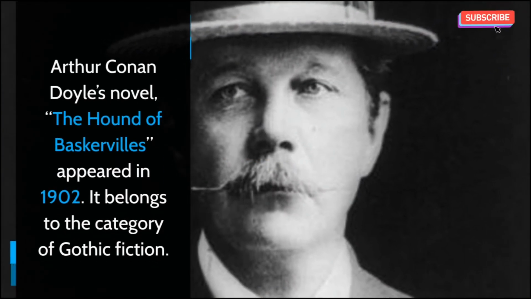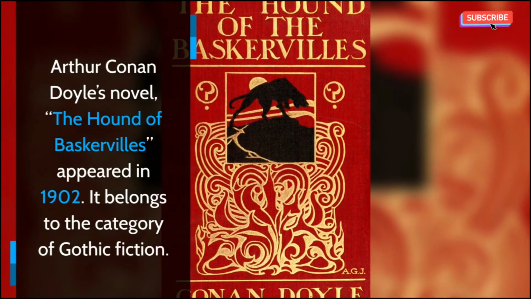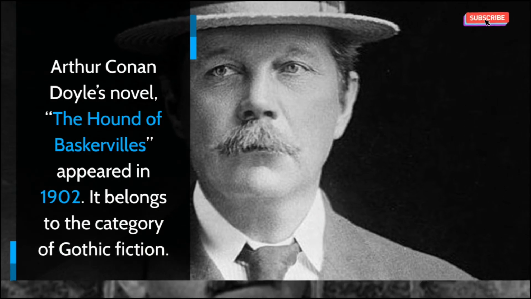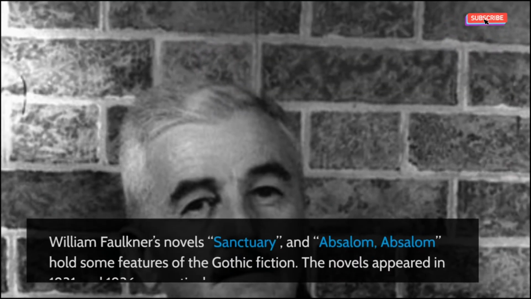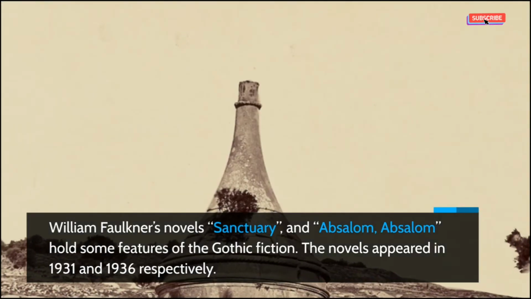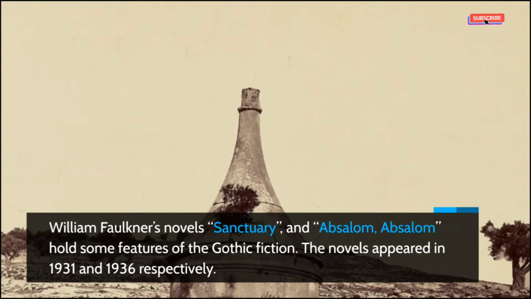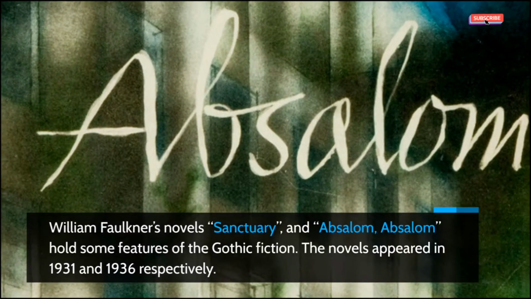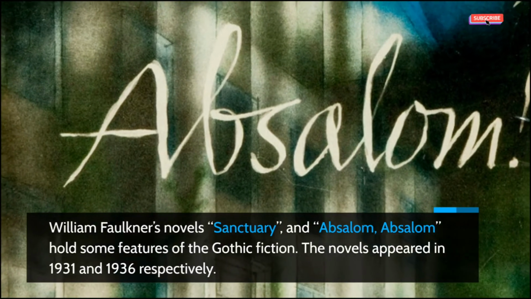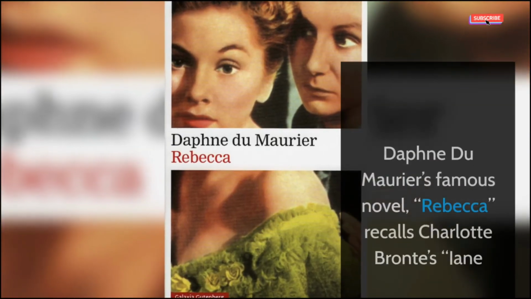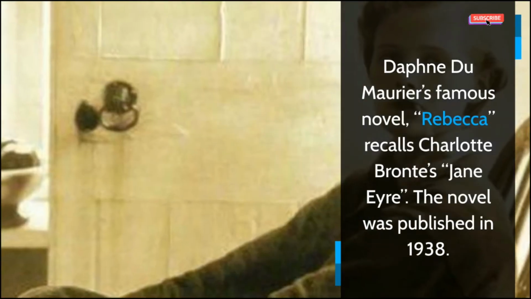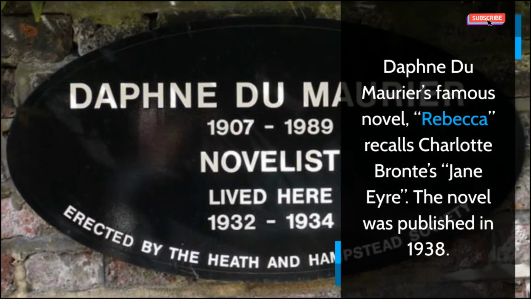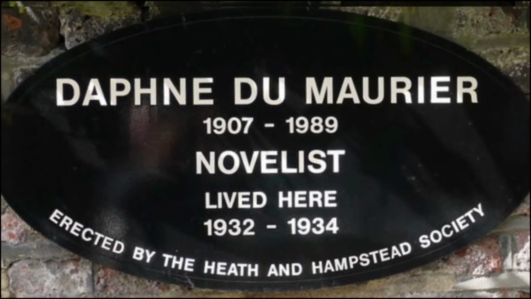Arthur Conan Doyle's novel, The Hound of Baskervilles, appeared in 1902. It belongs to the category of Gothic fiction. William Faulkner's novels Sanctuary and Absalom hold some features of the Gothic fiction. The novels appeared in 1931 and 1936 respectively. Daphne Du Maurier's famous novel, Rebecca, recalls Charlotte Bronte's Jane Eyre. The novel was published in 1938.